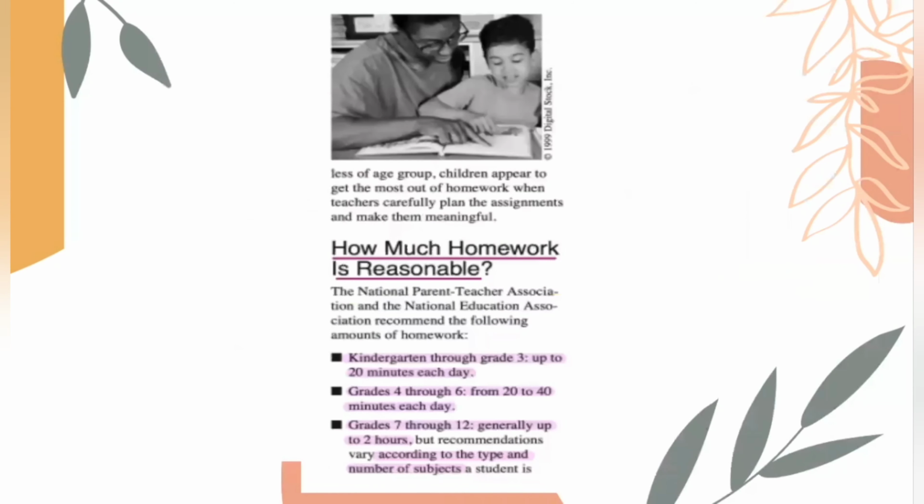Lastly is the third main idea, which is how much homework is reasonable. I have highlighted the supporting details with a different color. The supporting details are kindergarten through grade 3 up to 20 minutes each day, grades 4 through 6 from 20 to 40 minutes each day, and grades 7 through 12 generally up to 2 hours, but according to the type and number of subjects.